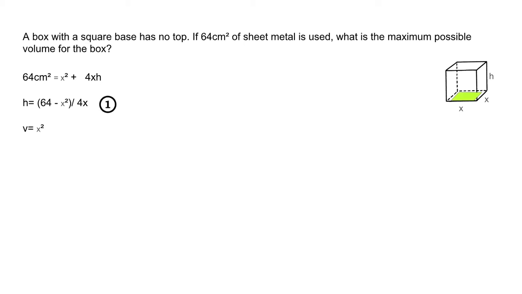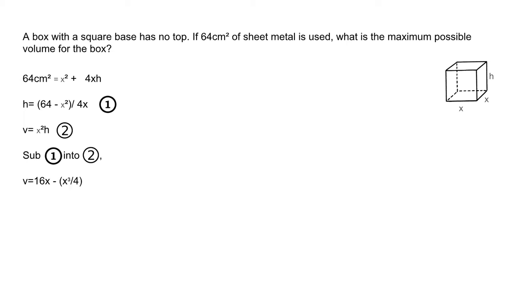Next, we take the volume, which is V, equals x squared times h. By substituting 1 into 2, we can get volume, which equals 16x minus x cubed divided by 4. We have to find the first and second derivative. The first derivative is to get the absolute extrema, to find the maximum value of the function we want to optimize. The second derivative is to help us identify the optimal value of a function.